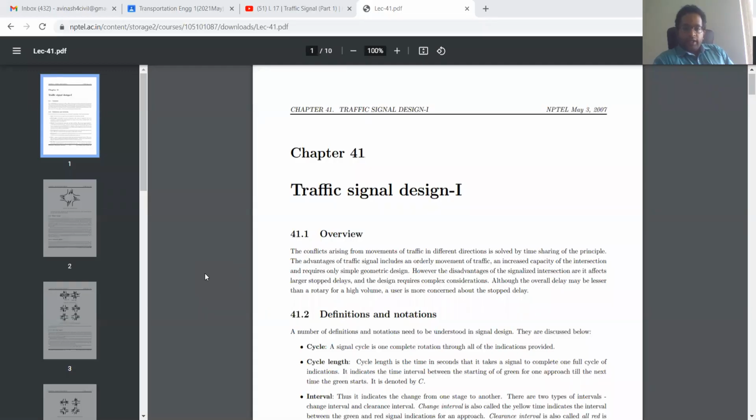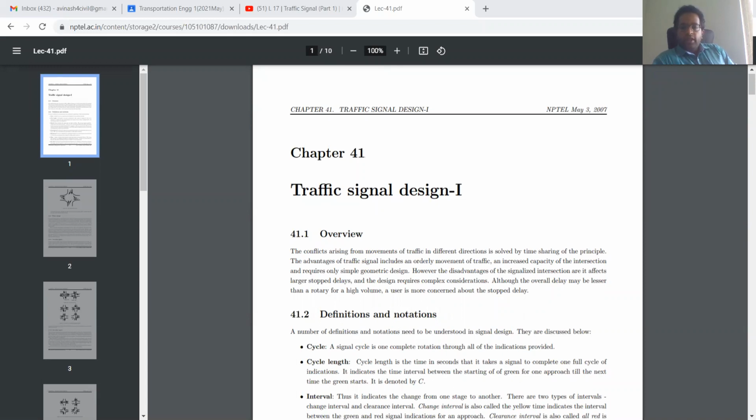So today we are going to discuss about the design of traffic signals, how the traffic signals are designed, and what are the underlying parameters for the design of traffic signals. So coming to the design of traffic signals.